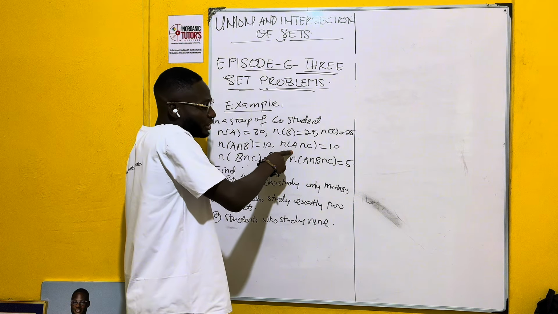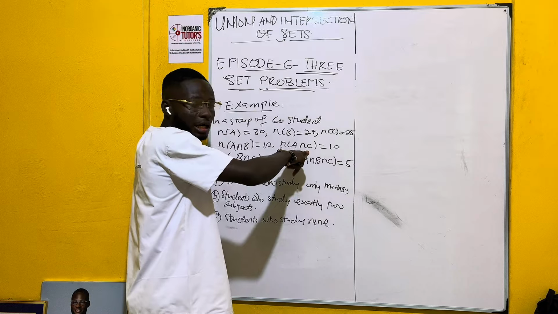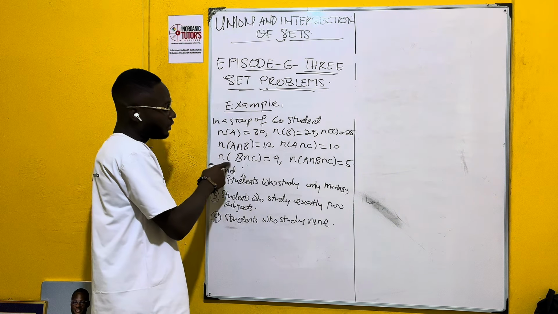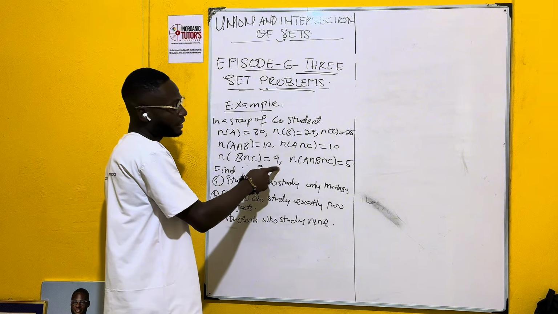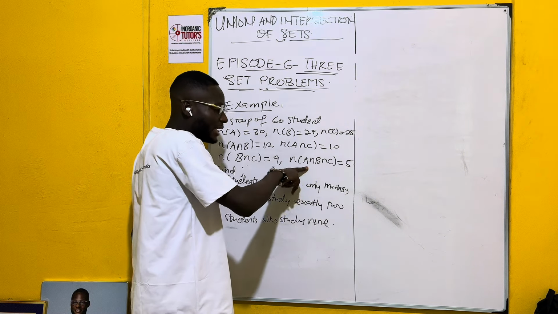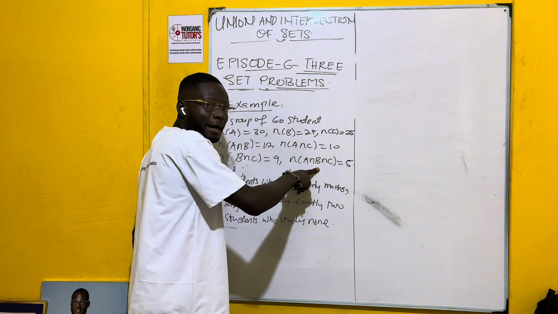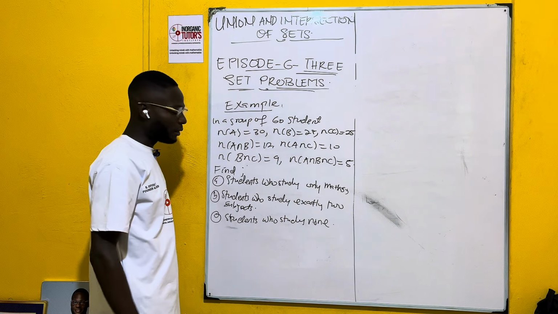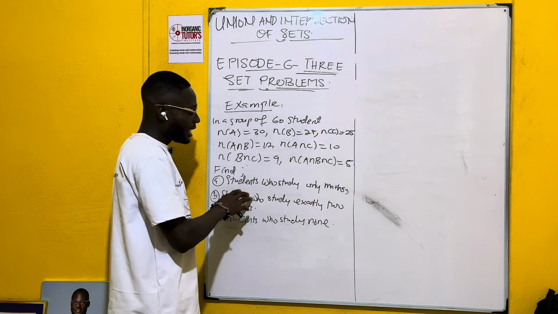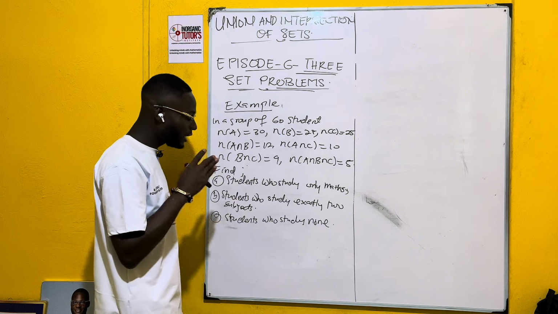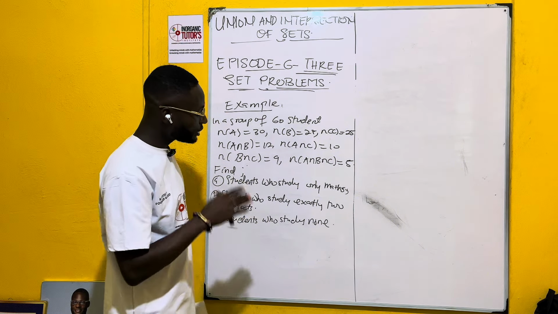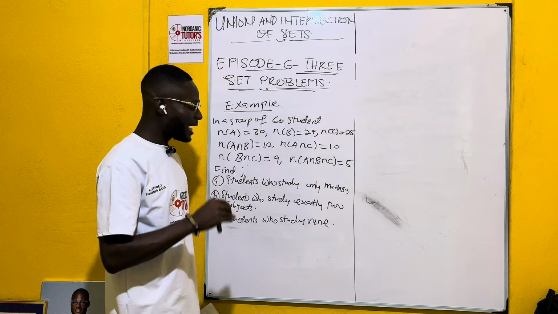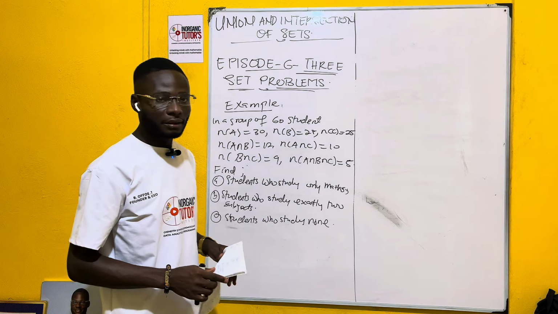The number of actuarial science and chemistry students is 10. The number of biology and chemistry is 9. The number of actuarial science, biology and chemistry is 5. Now, we want to find students who study only actuarial science, students who study exactly 2 subjects, and students who study none of the subjects, right?